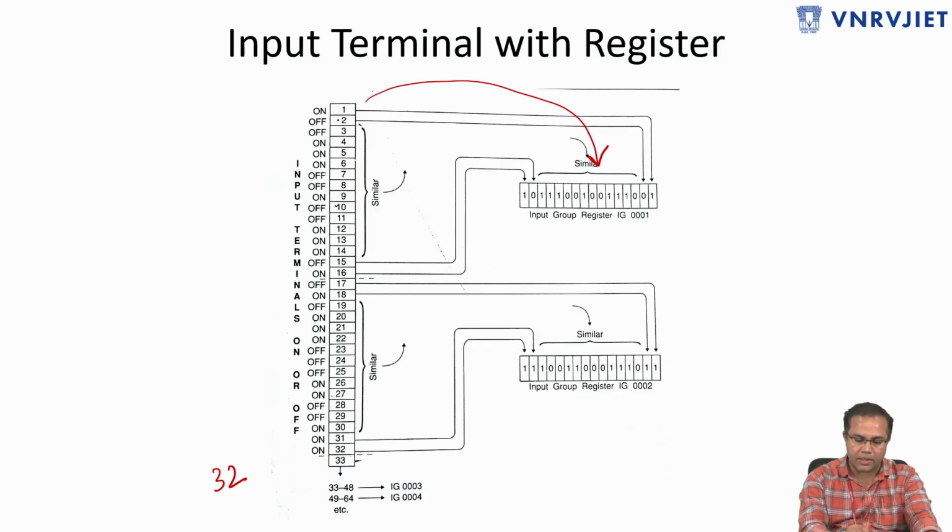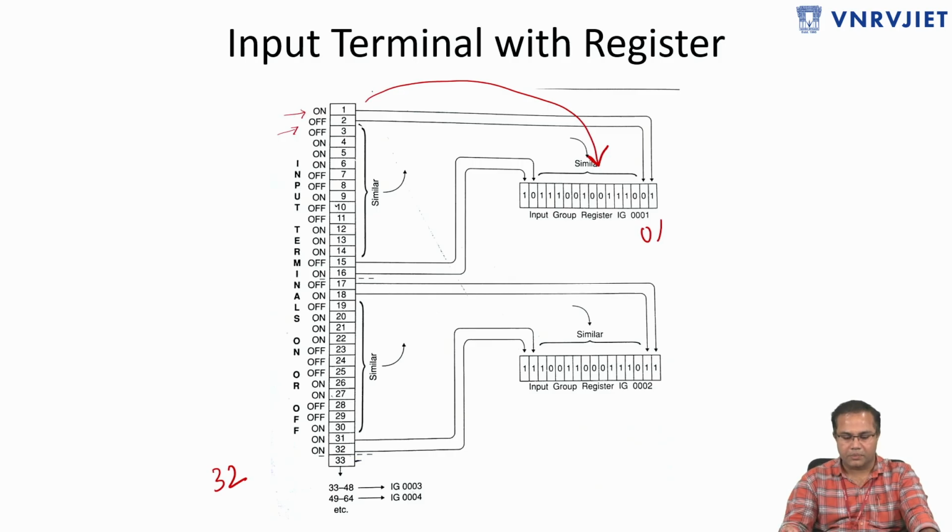represent the status of the input. Now you can see that the first terminal is on. Okay, this is on, and on is represented with 1. Then the second terminal is off, which means it is 0. So each digit represents the input, whether it is on or off. So these inputs can be switches, sensors, proximity sensors, or any field devices we can consider.